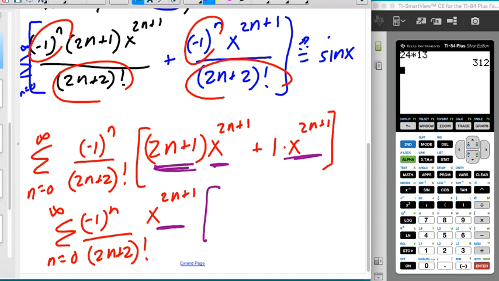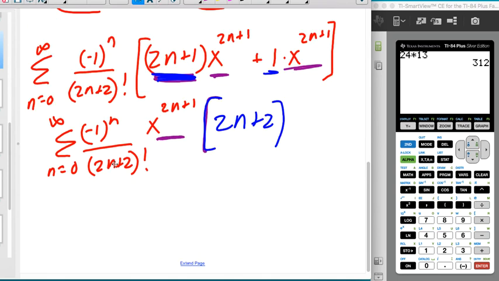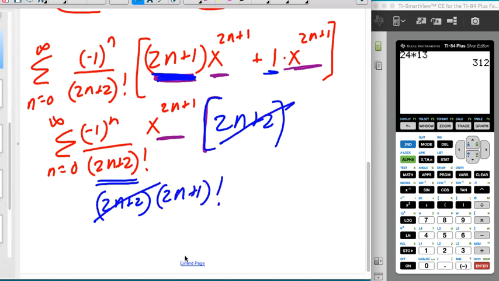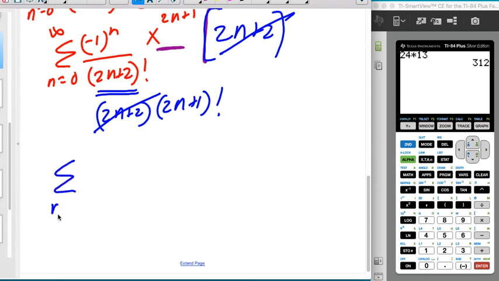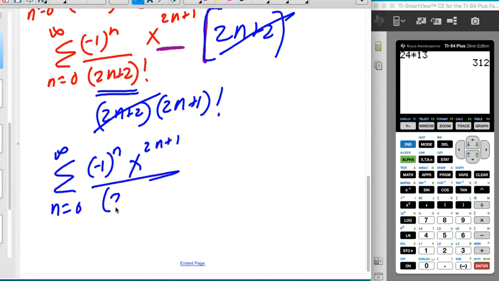(2n+1) again. Well, that's a (2n+2). So what I want you to notice is I can take this thing and recognize that this is actually (2n+2) times (2n+1) factorial. Well, these guys can be canceled, and I end up getting that this is the series from n is 0 to infinity of (-1)^n x^(2n+1) over (2n+1) factorial, which is definitely the series for sine. This is the series for sine.